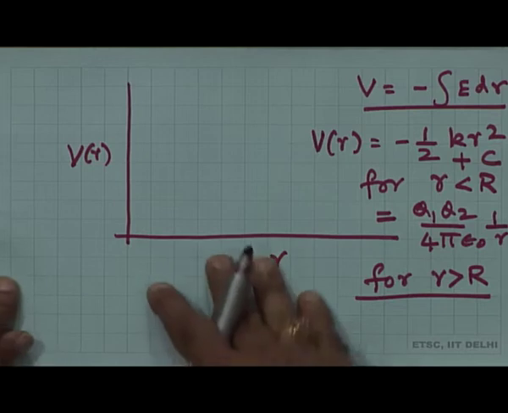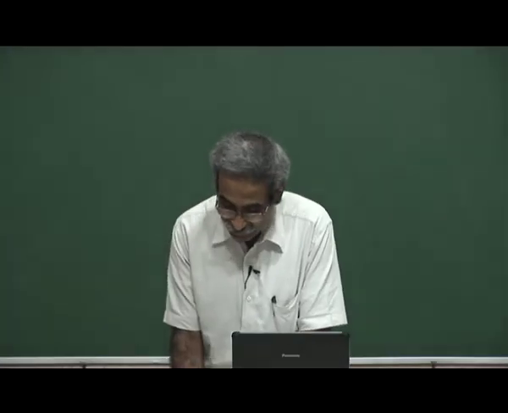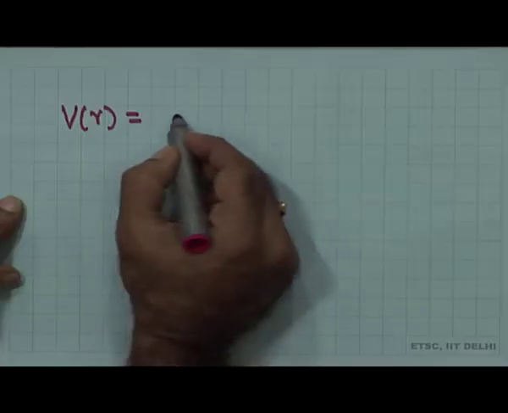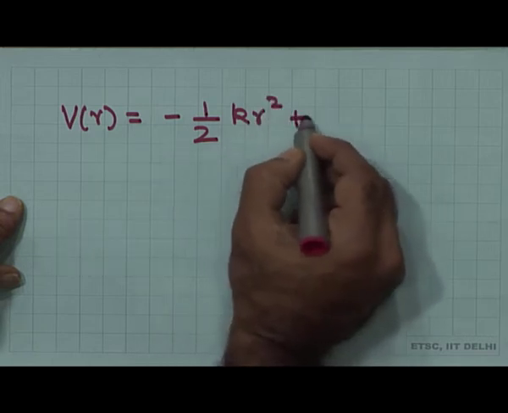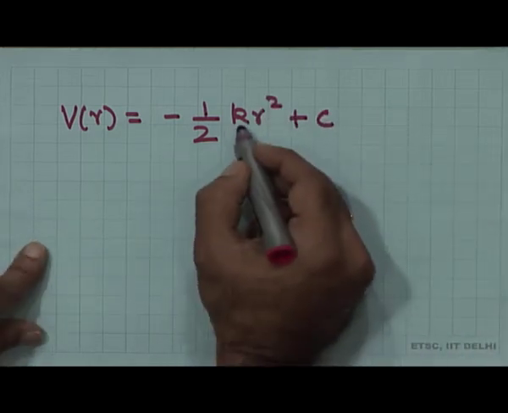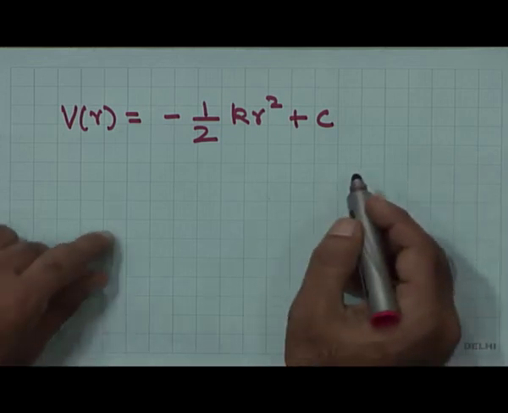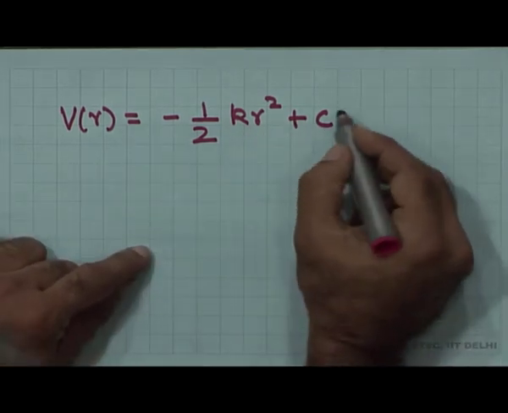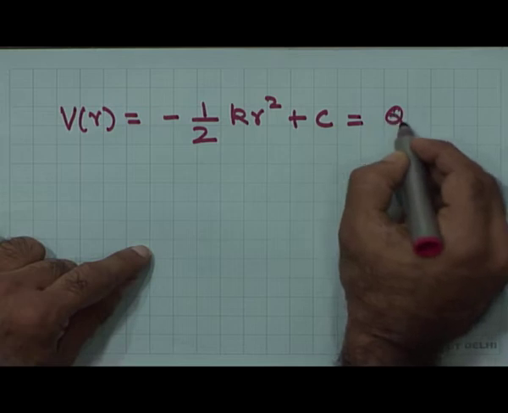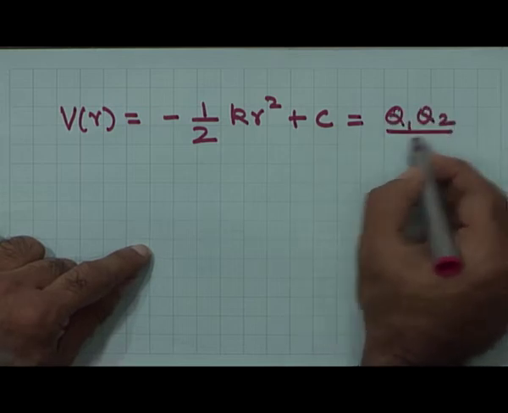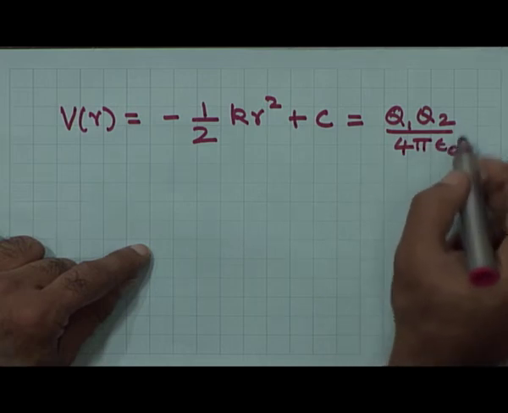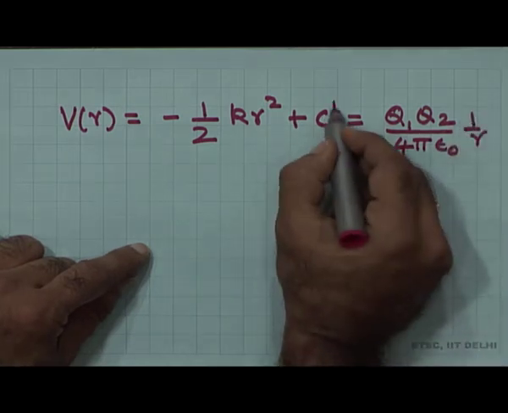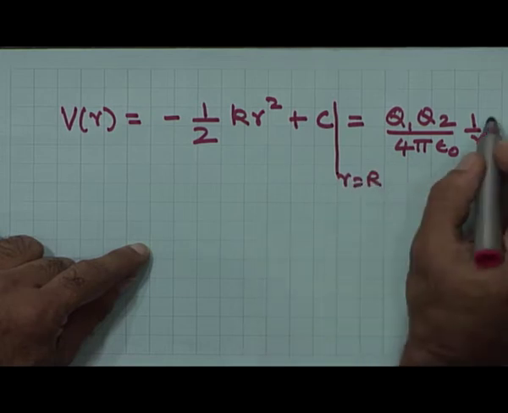So this is a lesson that we learn here. So let me work it out. We are saying that V of r is minus half k r squared plus a constant. This k you know, which comes from the force, I will fix that in a minute. That must be equal to q1 q2 over 4 pi epsilon naught 1 over r at r equal to R.